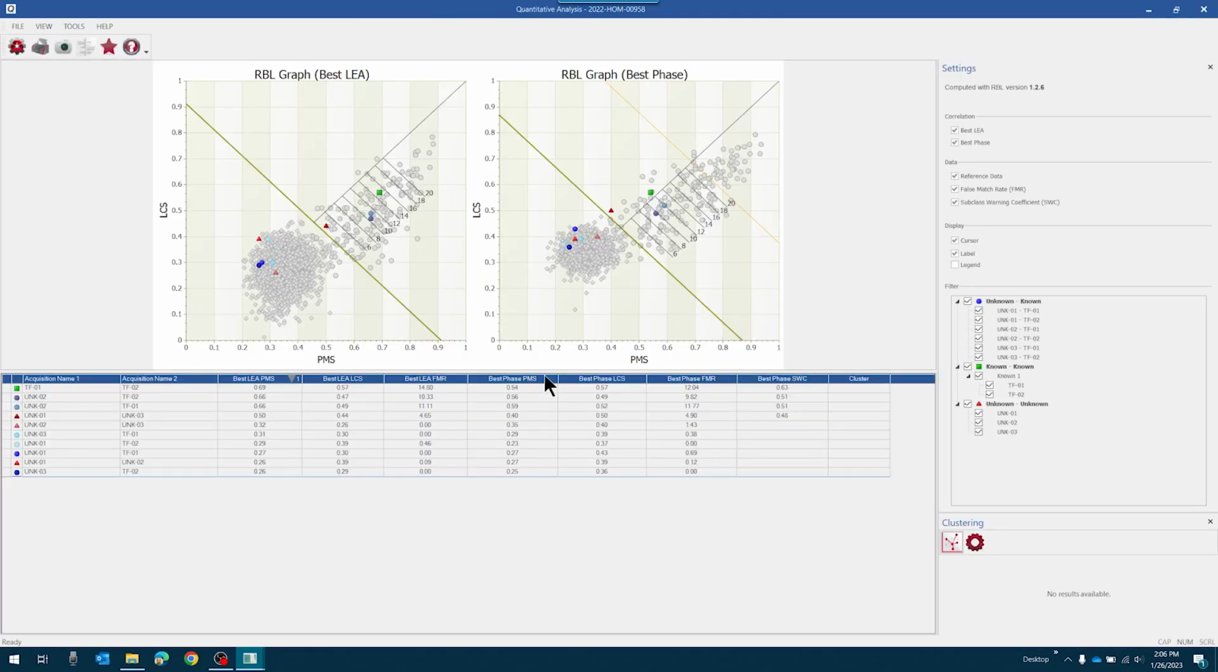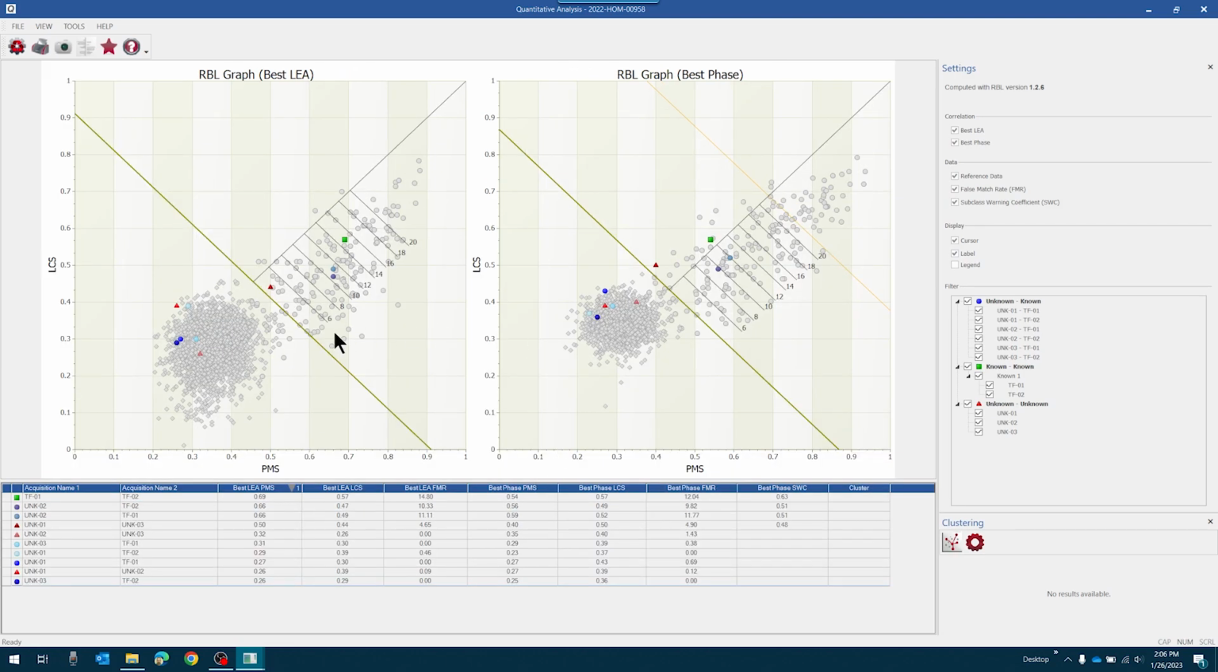And here we have the results of the quantitative analysis. I'm going to go ahead and slide this down so that our graphs get a bit bigger here, fit to screen. And so on the left side, you've got the best Lee rebel graph, and on the right side, you've got the best phase rebel graph.